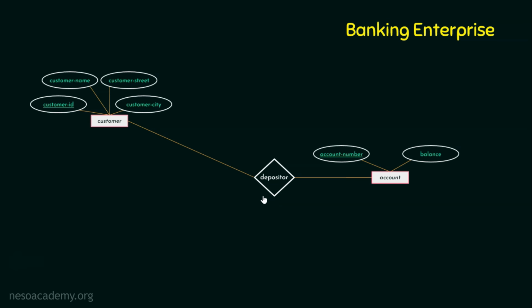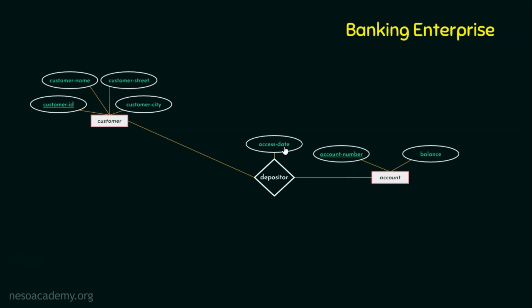Let's start building the relationship. Customer will have an account in the bank. That is undeniable. And when customer deposit, we need to keep track of the deposited date or the access date, on which date the customer has access to this account, right? So this depositor relationship will have an attribute access date.